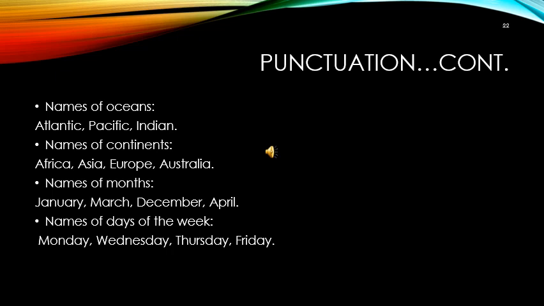Names of oceans: Atlantic Ocean, Pacific Ocean, Indian Ocean. Names of continents: we have Africa, Asia, Europe, Australia. Names of the months: January, February, March, April, and so on. Names of the days of the week: Monday, Tuesday, Wednesday, Thursday, and Friday.